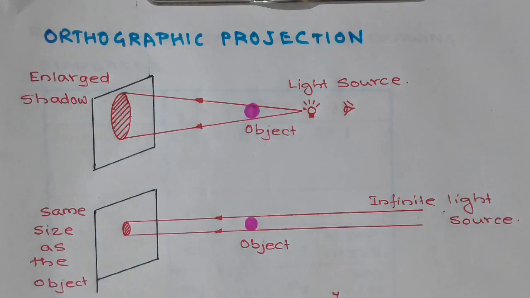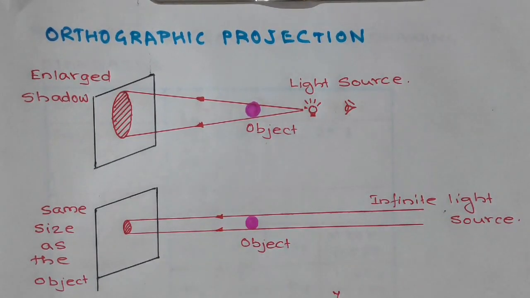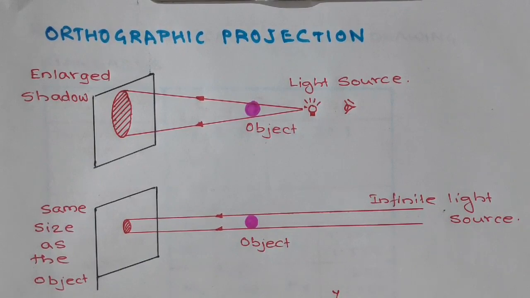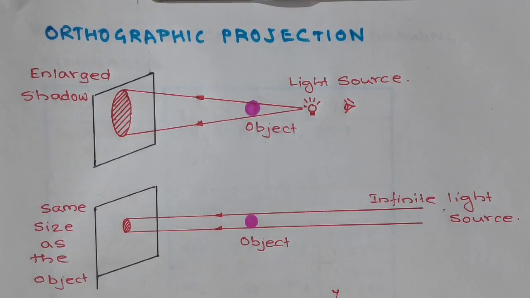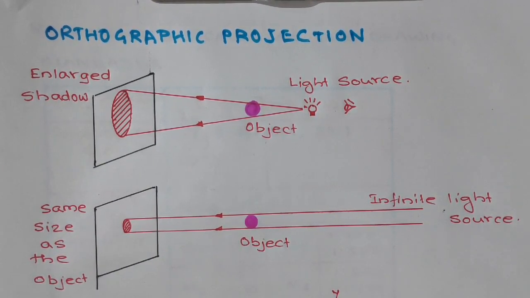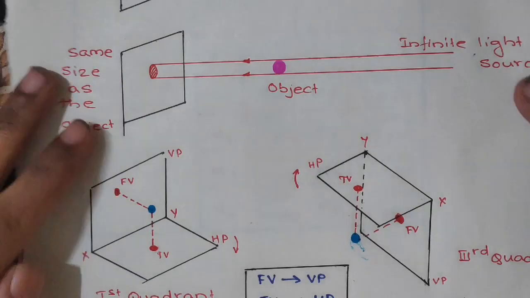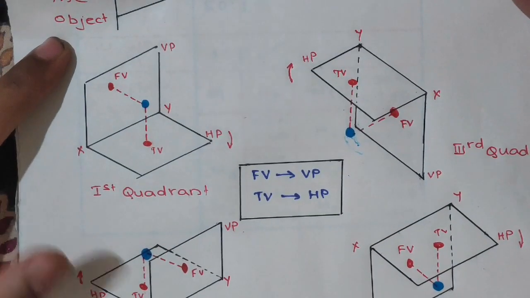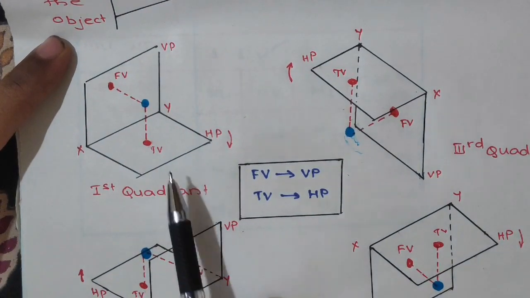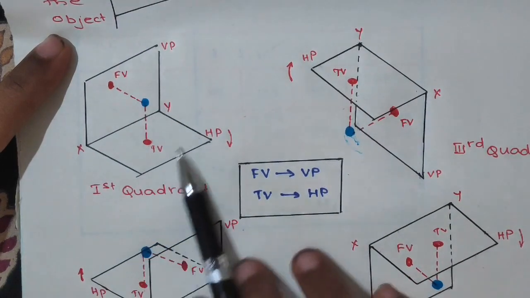So in the second lecture where we discussed the quadrant system, a similar quadrant system I'll be discussing in this lecture too. So considering this technique or the concept of orthographic projection, let us see how we get the projections in all the four quadrants. So first let us focus on the first quadrant.